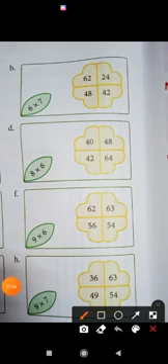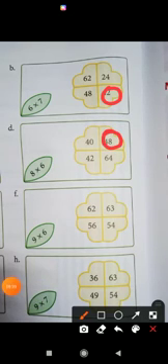So next one is 6 into 7. Numbers are 62, 24, 48, 42. So students, 6 7s are 42. Circle the 42. Next one is 8 into 6. 40, 48, 42, 64. So the correct answer is 8 6s are 48.